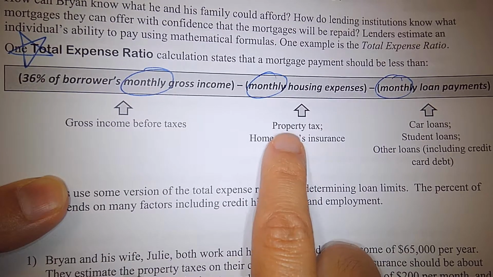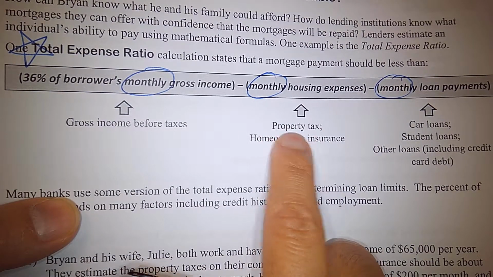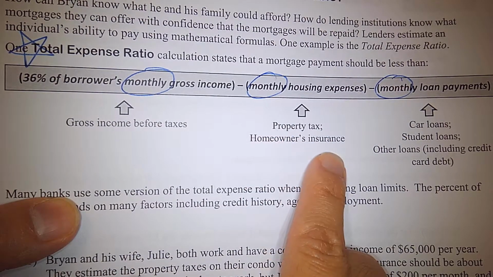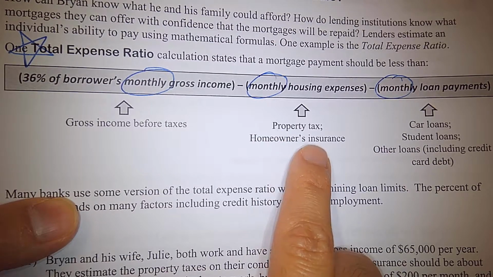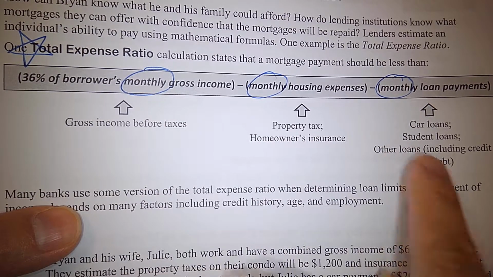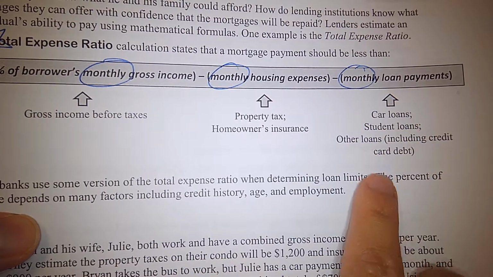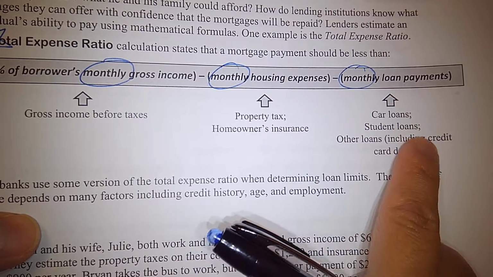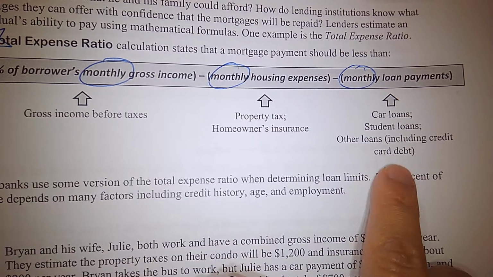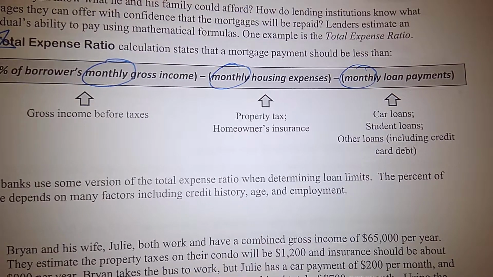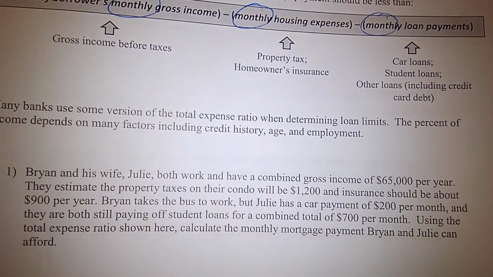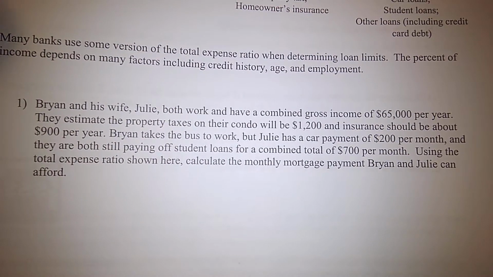Housing expenses include property tax, homeowner insurance, HOA, homeowner association fees like that. Also subtract some other loans. If you have a car loan, student loans, and other loans, credit card debt or something like that. So let's look at this specific question.